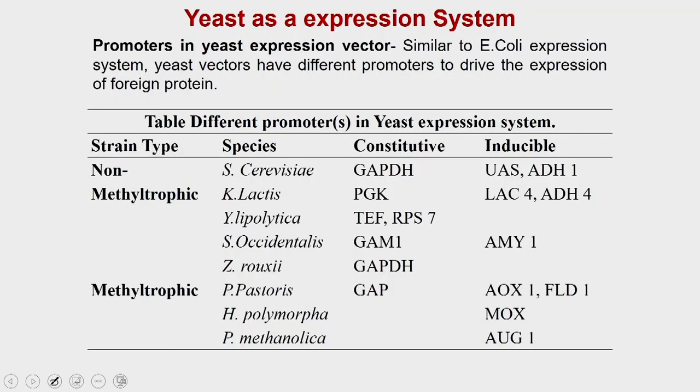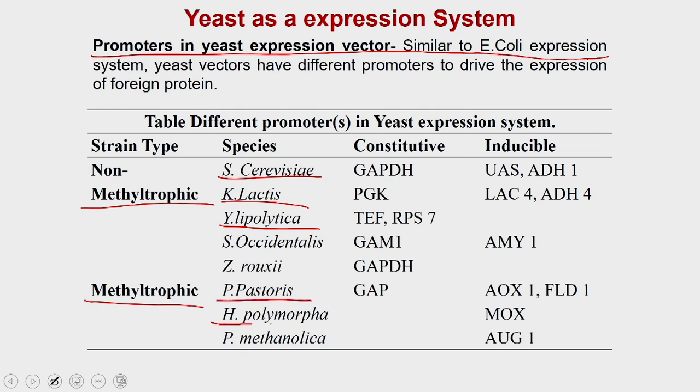So, this is just a summary of different promoters as well as the expression systems present in yeast. You have non-methylotrophic strains such as S. cerevisiae, K. lactis or Y. lipolytica, whereas you have methylotrophic strains such as Pichia pastoris or Pichia methanolica. You have constitutive promoters such as GAPDH and others, whereas you have inducible promoters such as ADH1, ADH4, OX1, MOX, and all these promoters can be used to drive protein production in yeast as an expression system.